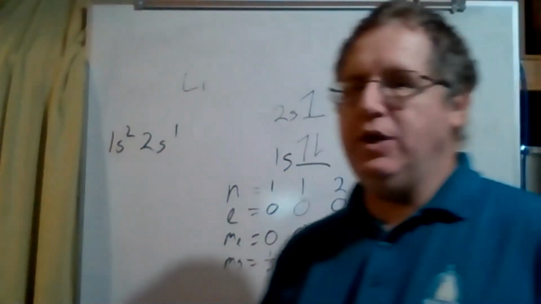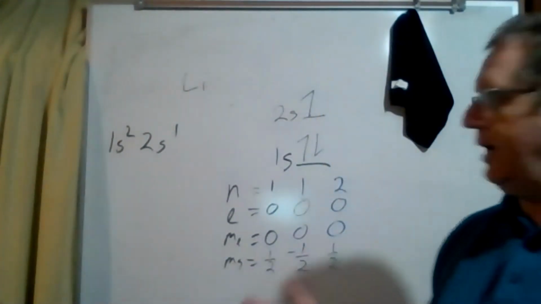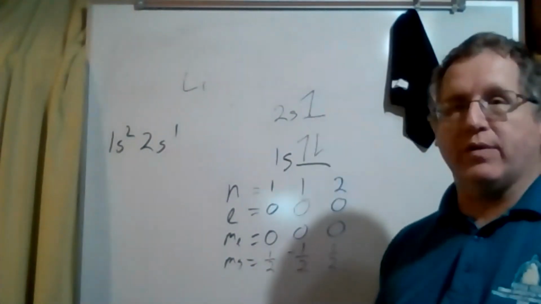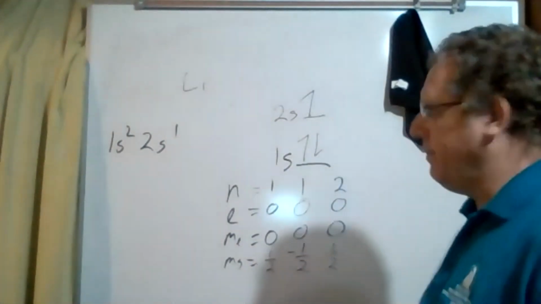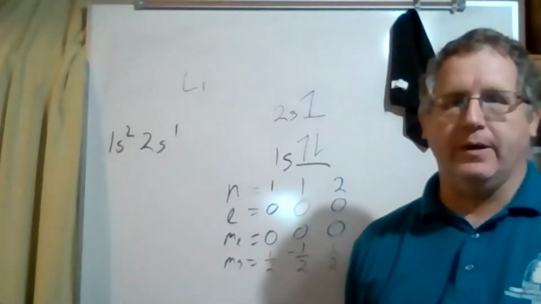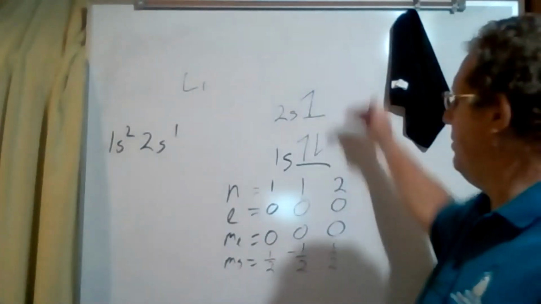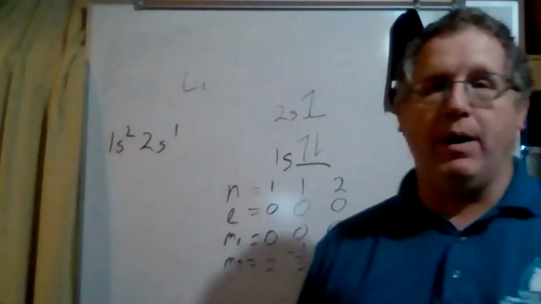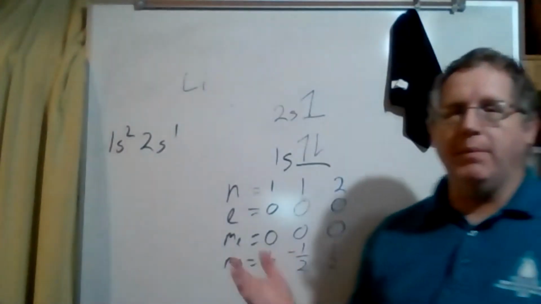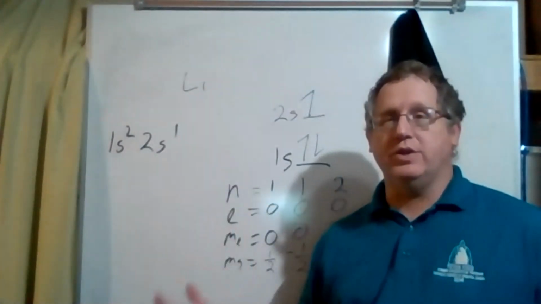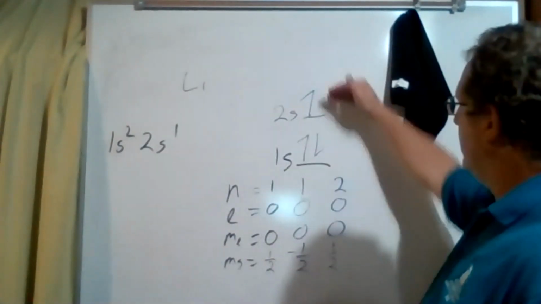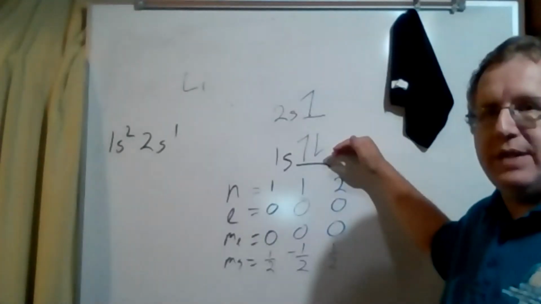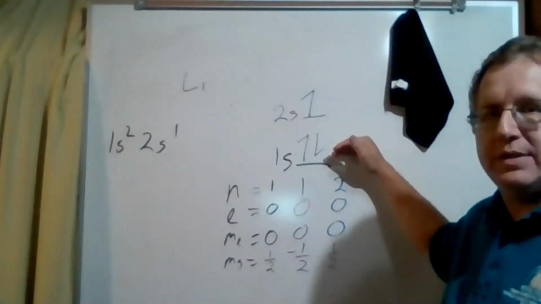Now I can continue writing the orbital diagram and adding electrons for larger and larger atoms. I can write a set of quantum numbers for every electron that's there. And if I fill from the bottom up, this is known as the Aufbau principle. I fill from the bottom up, that means I fill the lowest energy level first. This allows me to recognize the lowest energy state of the atom, which we know as a ground state.